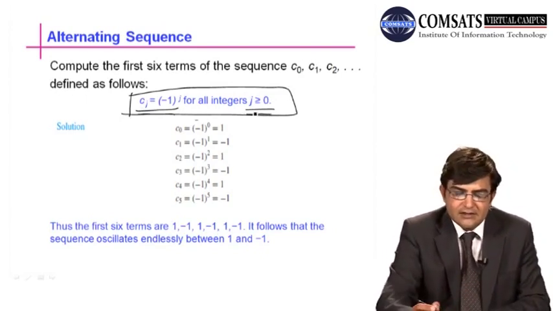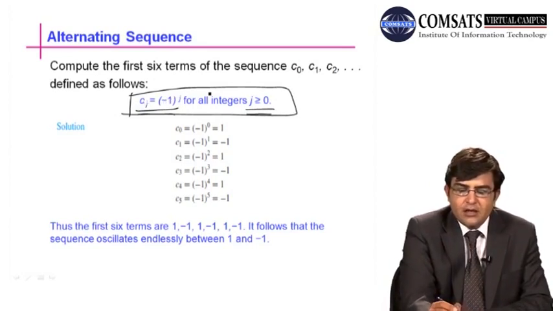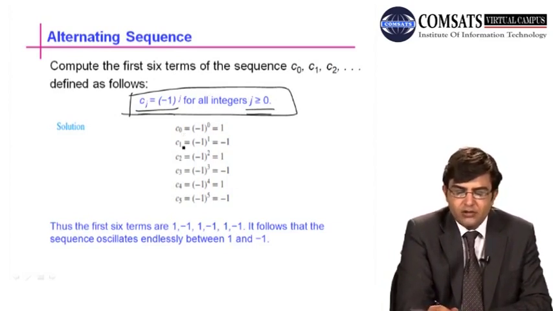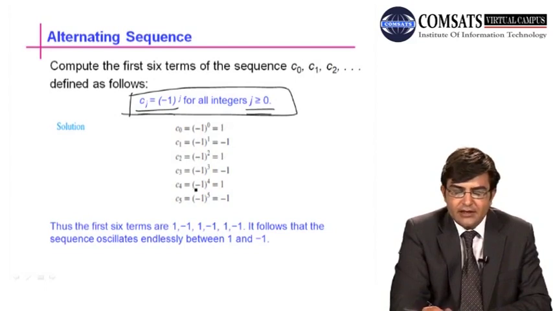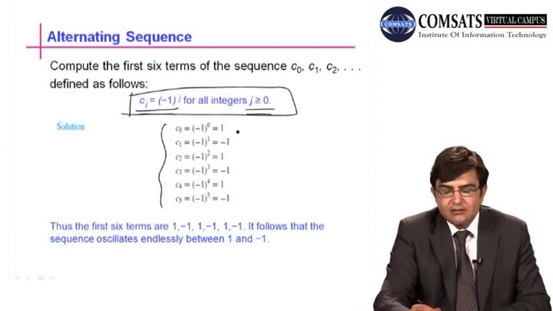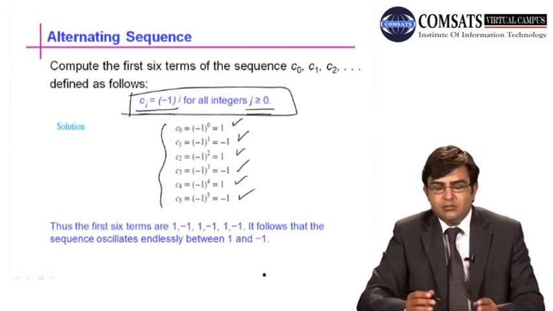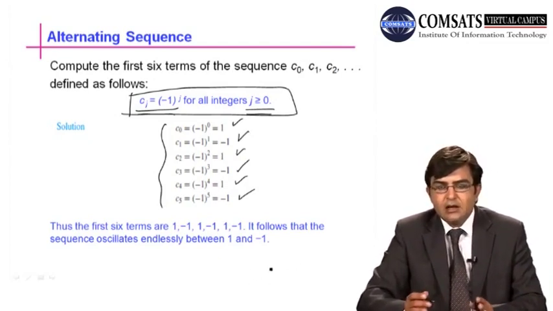Now this is a sequence in which we have defined c_j is equal to minus 1 power j. If we put j is equal to 0, we get minus 1 power 0, which is 1. If we put 1, we get minus 1 power 1, which is minus 1. If we put 2, we get minus 1 power 2, which is plus 1 and so on. We get the first 5 terms of the sequence. In this sequence you can see we get 1, minus 1, 1, minus 1, 1, minus 1. So the terms are repeated with alternating sign.